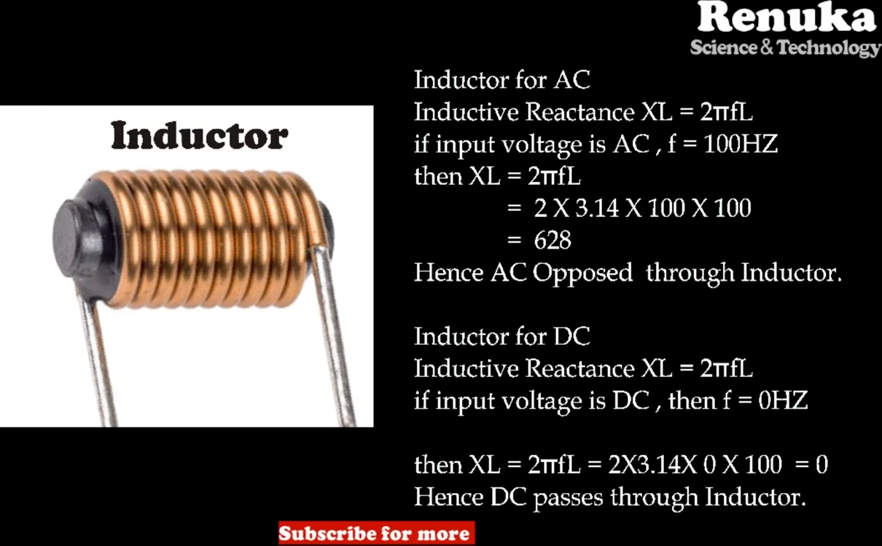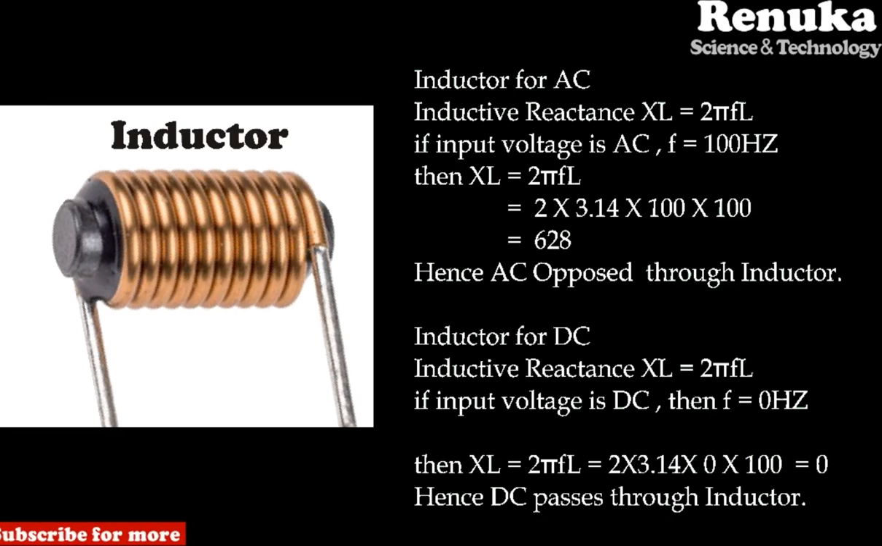That means the frequency and opposition are directly proportional here. If you consider the AC voltage, the frequency will be 100 Hz. If you calculate the XL, it will have some finite value. So when AC is applied to the inductor, it will be opposed by the inductor depending on its value.